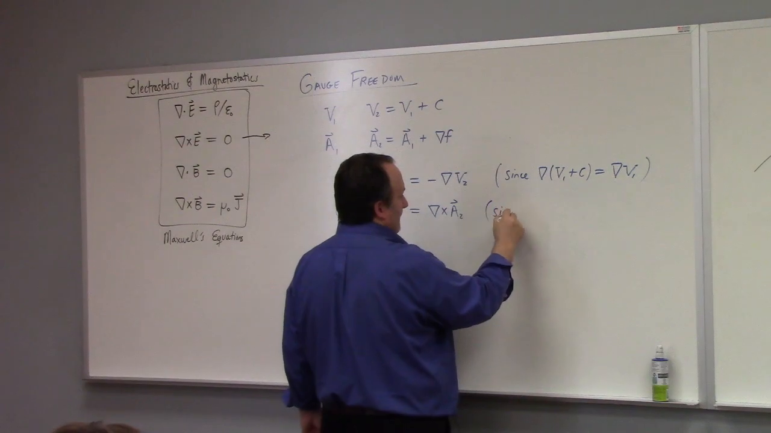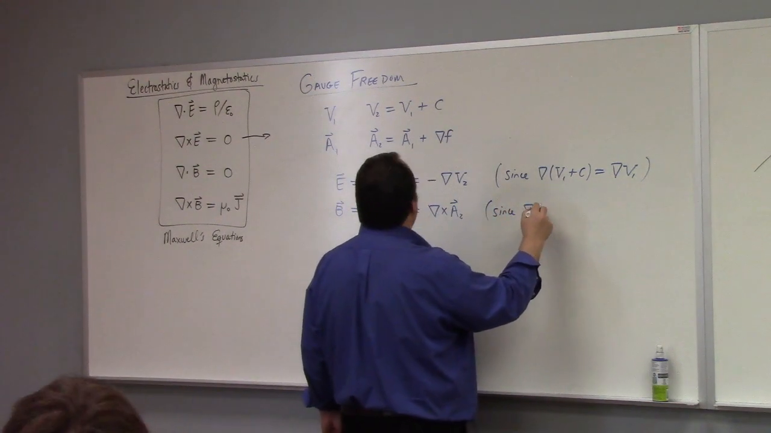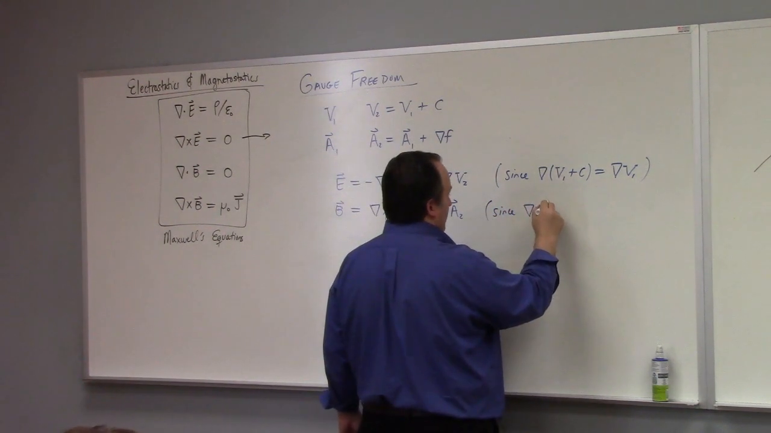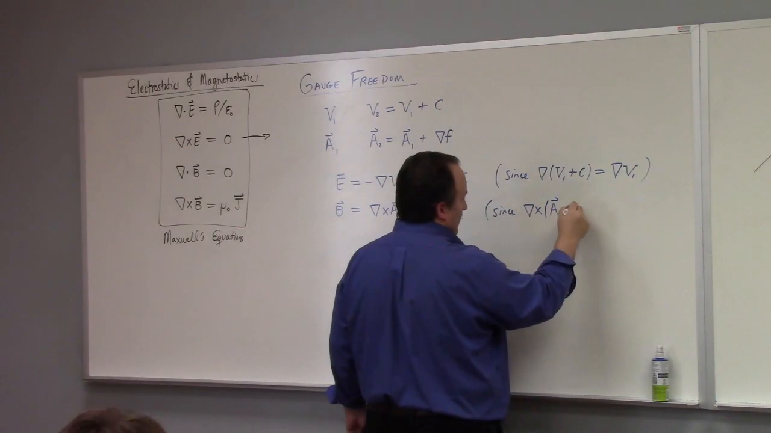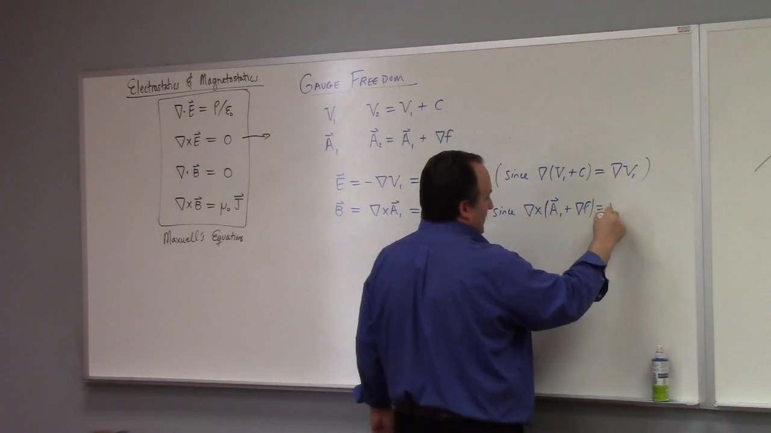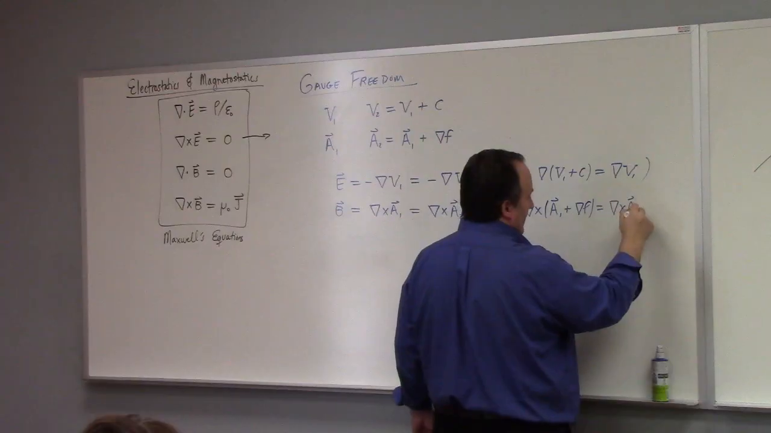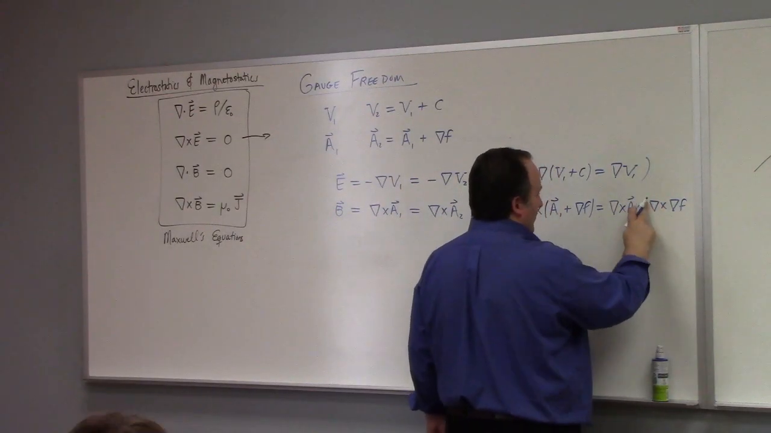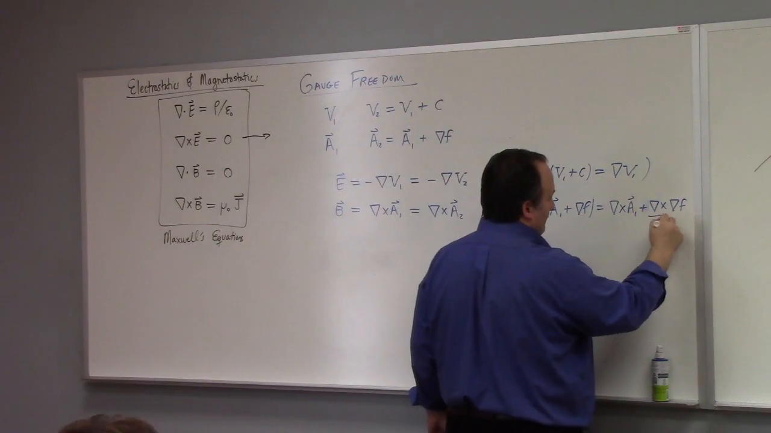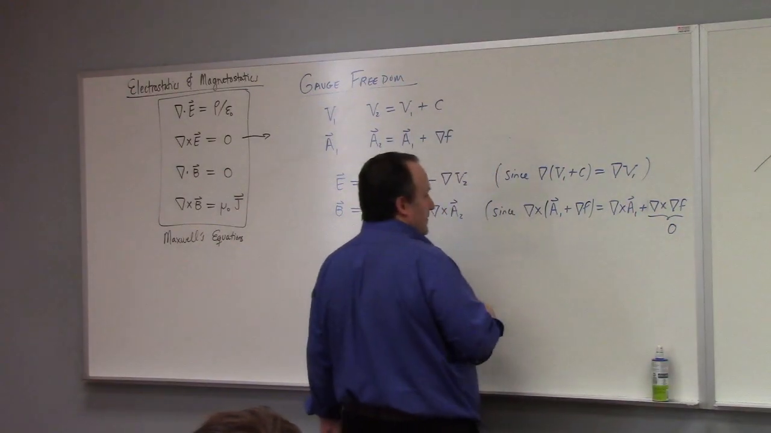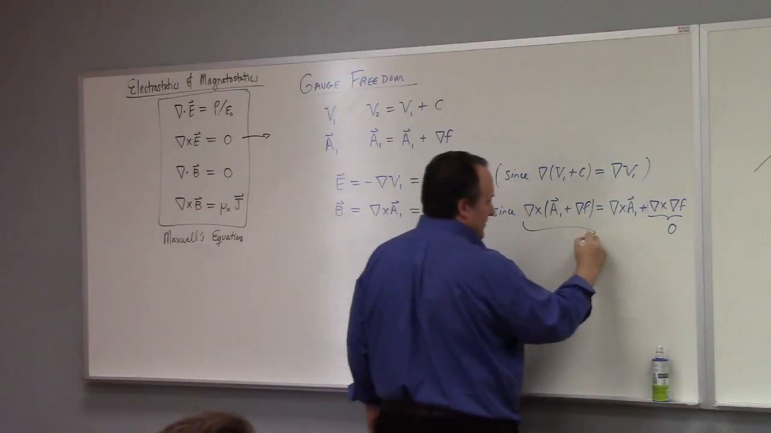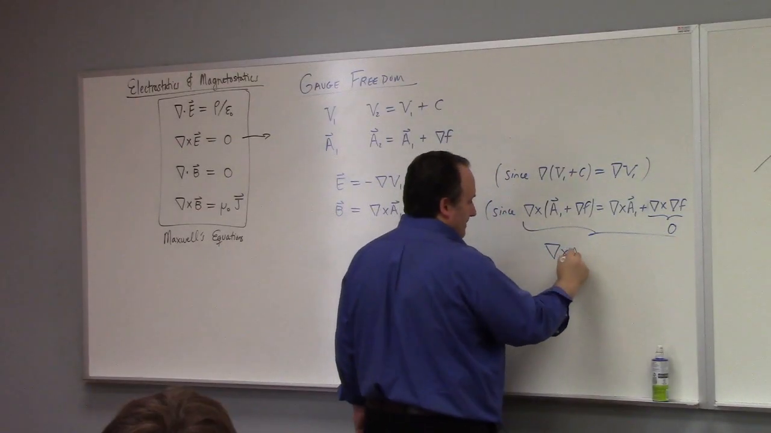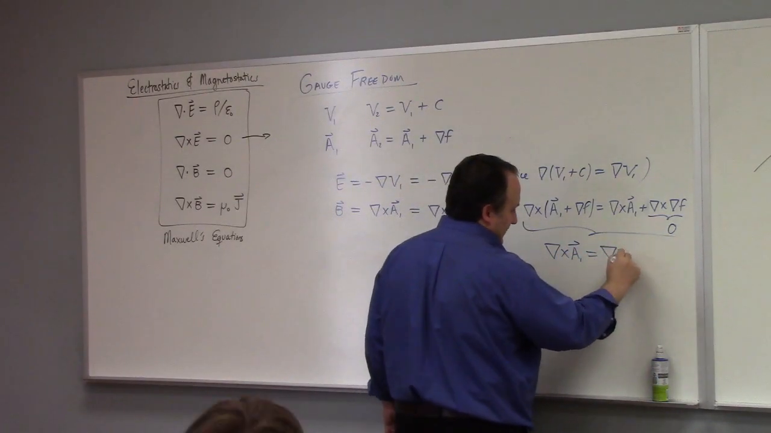Since the curl of A1 plus the gradient of F is the curl of A1 plus the curl of the gradient. But what is the curl of a gradient? It is 0, right? So this shows you the curl of A1 is equal to the curl of A2.